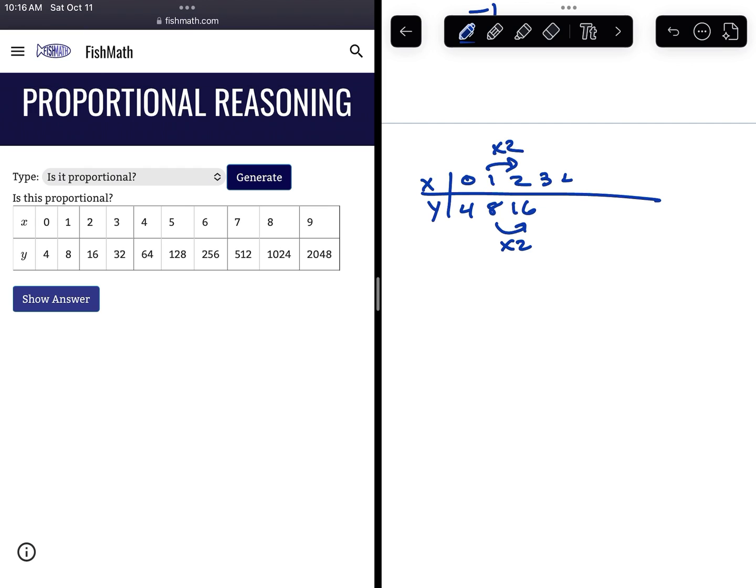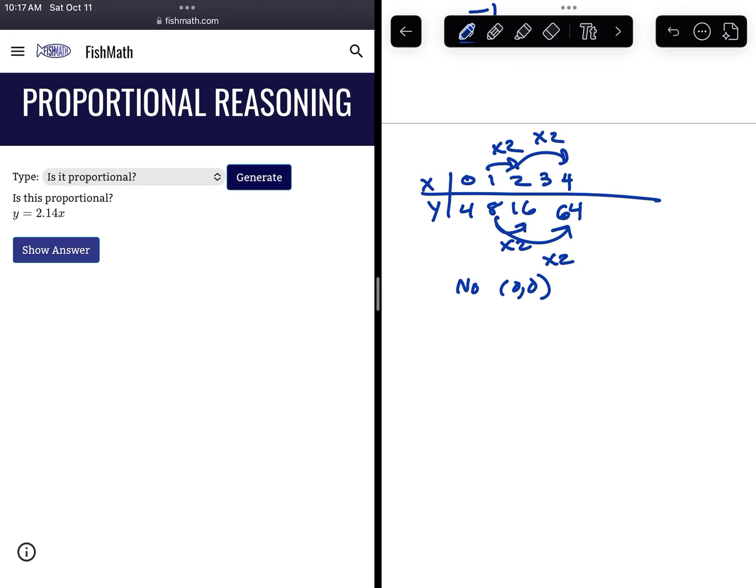But look what happens if we go further in the table. Let's go 2 to 4. 2 to 4 is doubling. 4 is 64. That's not doubling. So that can't work. That's why this one doesn't work, because it has no (0, 0). And as you can tell, it's not scalable here, which is why that one's not proportional.